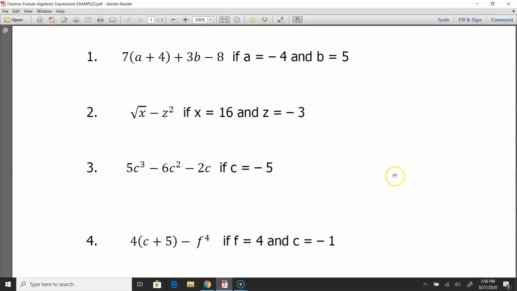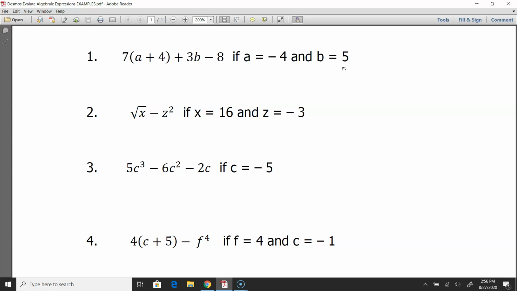So here are some problems that we're going to do. And you'll notice that all of these problems have variables in them. And then I have given you values that can be substituted for those variables. So if we were to do these problems by hand, we would substitute the numbers for the variables, and then we would use GEMDAS to work them out.